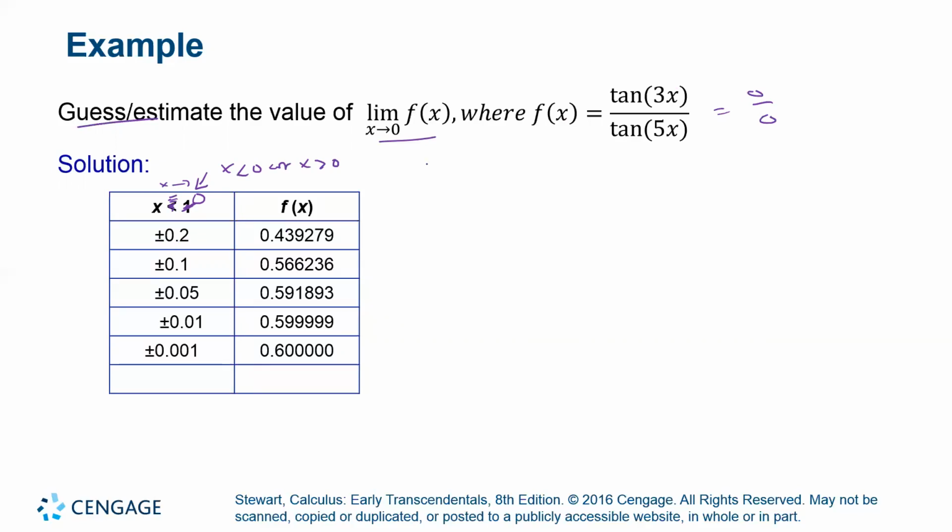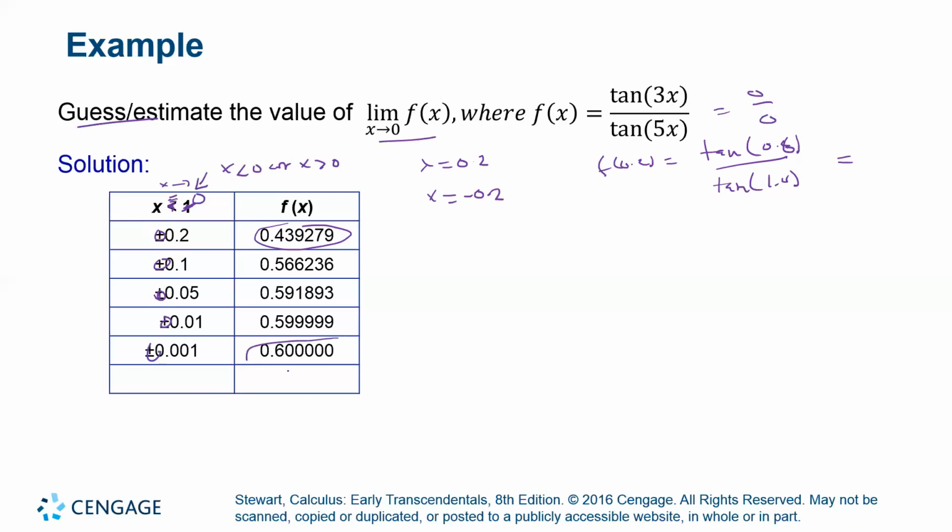So, for example, if x is equal to 0.2, then f of 0.2 is equal to the tangent of 3 times 0.2, which is 0.6, divided by tangent of 5 times 0.2, which is 1.0. If you evaluate that, it is equal to 0.439279 to 6 decimal places. If you also consider x equal to negative 0.2, it will give you the same value. That's why I have plus or minus for each of these.